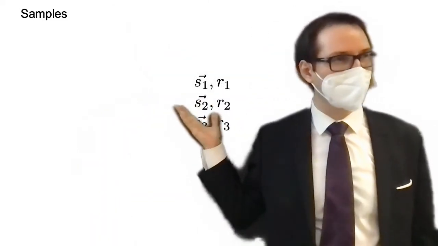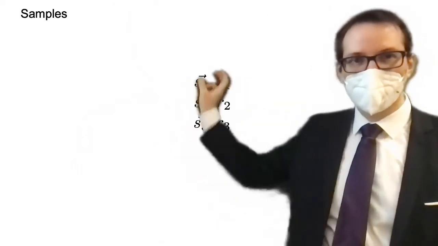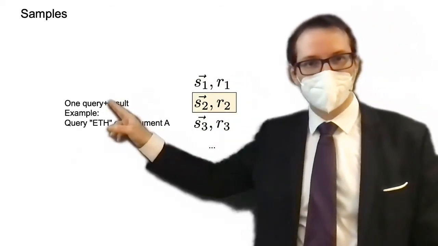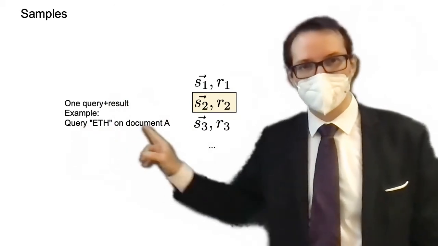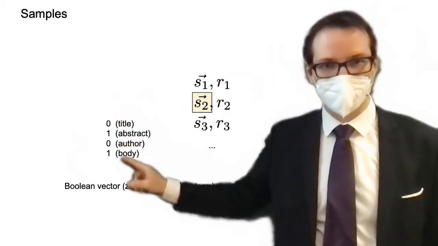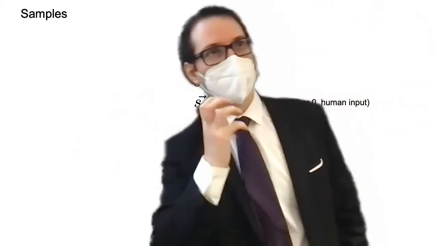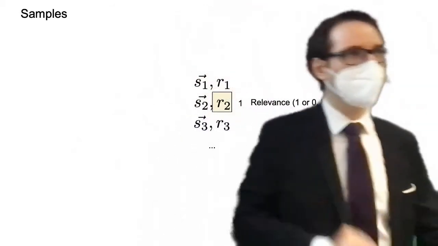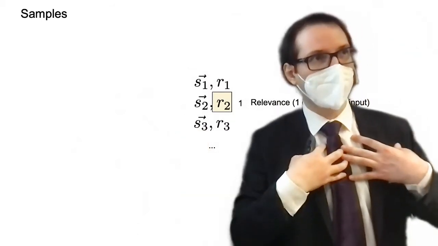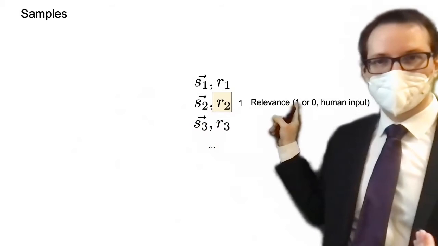You need the training sets in order to do, so in that case, supervised learning, where you have some input samples with the labels right there. So every time we have a query and a result, for example, query ETH on document A, we have here the vector S that you saw earlier, right? Title, abstract, author, body, and so on. It's a Boolean vector. And here we have a label that is a relevance judgment by a human being. And the human being is basically telling you this document right there in this vector is relevant to me or it's not relevant to me, right? So it's a zero or a one. Right, that's a human input.